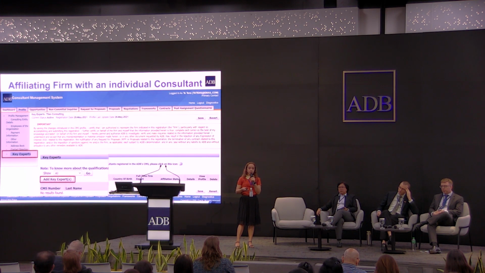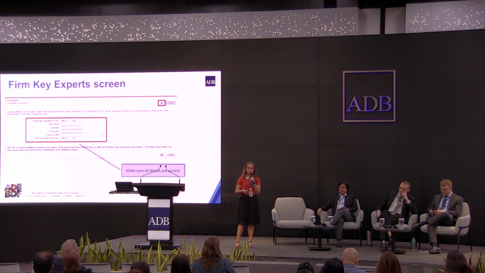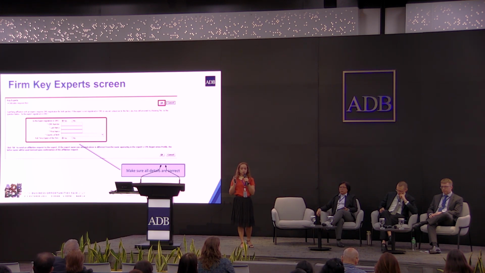So in the very important profile screen, just scroll to the key expert and then click on the Add Key Expert button, just below that. And then in the Firm Key Expert screen, just remember to input all the necessary details. So how do you know the important details? Kindly coordinate with the individual consultant that you want to be affiliated with. You have to indicate the CMS number, the last name, the first name, the date of birth, and if the key expert is a full-time expert, just toggle that to yes or no. And then once completing all the details, remember to click on the OK button.